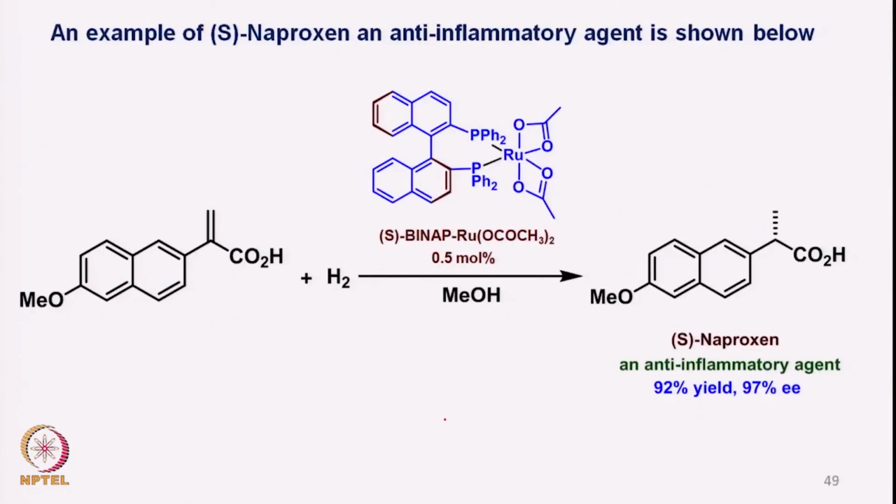Now another non-enamide or non-acylamino based chemistry is the synthesis of naproxen, which is an anti-inflammatory agent, formed in 97% enantiomeric purity and 92% yield, where this particular kind of ruthenium complex was used by Noyori, where only 0.5 mole % of this was used. So, the hydrogenation of this by using this S-binap based ruthenium complex led to S-naproxen in a high enantiomeric purity.